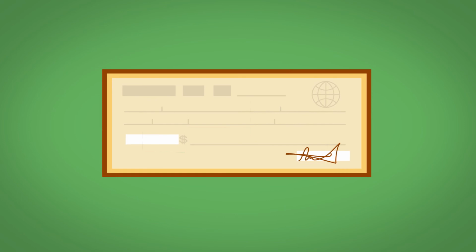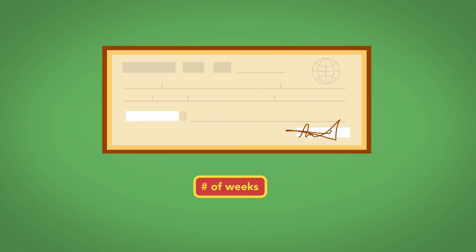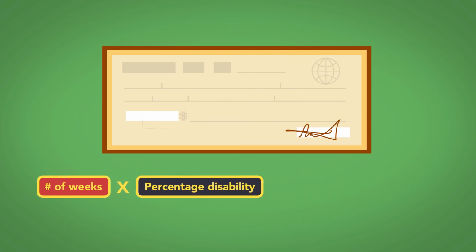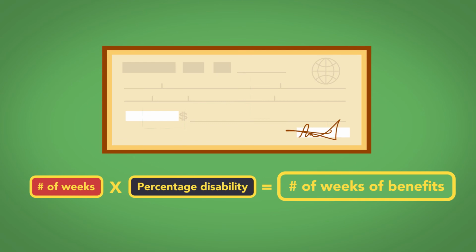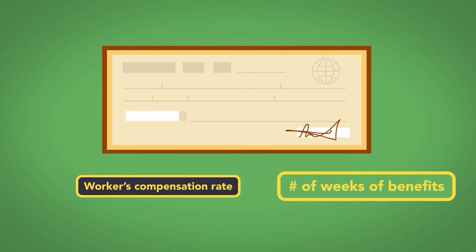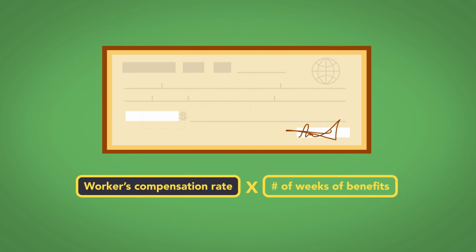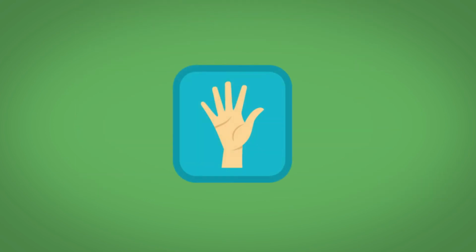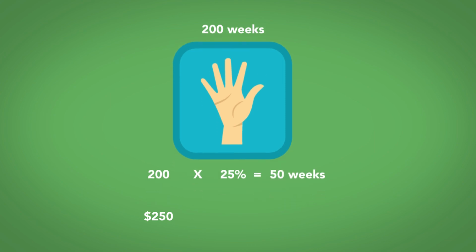All the pieces of the puzzle come together to calculate the worker's benefits. The number of weeks assigned to the scheduled injury is multiplied by the percentage disability, resulting in the number of weeks of benefits to which the worker is entitled. Then the worker's compensation rate is multiplied by the number of weeks of benefits. For instance, if a hand is worth 200 weeks and a worker with a $250 compensation rate is assigned 25% disability to the hand, you would multiply 200 weeks by 25%, equaling 50 weeks of benefits. Then multiply the compensation rate, $250 by 50 weeks, equaling $12,500.